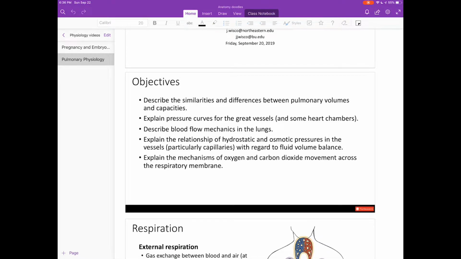The objective of this video is to describe the similarities and differences between pulmonary volumes and capacities, explain pressure curves for the great vessels and some heart chambers, describe blood flow mechanics in the lungs, explain the relationship of hydrostatic and osmotic pressures in the vessels, particularly the pulmonary capillaries, with regard to fluid volume and balance, and finally explain the mechanisms of oxygen and carbon dioxide movement across the respiratory membrane.